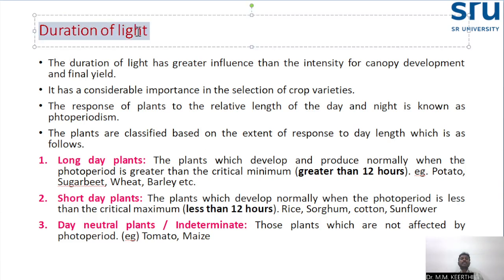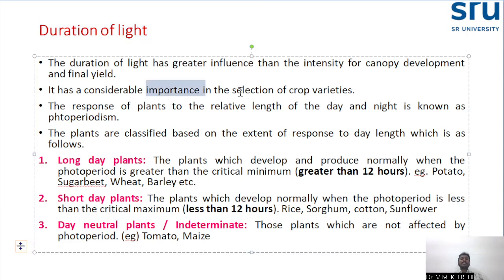Okay. Duration of the light. Next, how many hours of light are there per day? Based on this, it is one of the important characteristics for selecting which variety we are going to grow. The response of plants to the relative length of day and night is known as photoperiodism. So what does photoperiodism mean? Plants can respond to the relative length of the day and night, and this is known as photoperiodism.